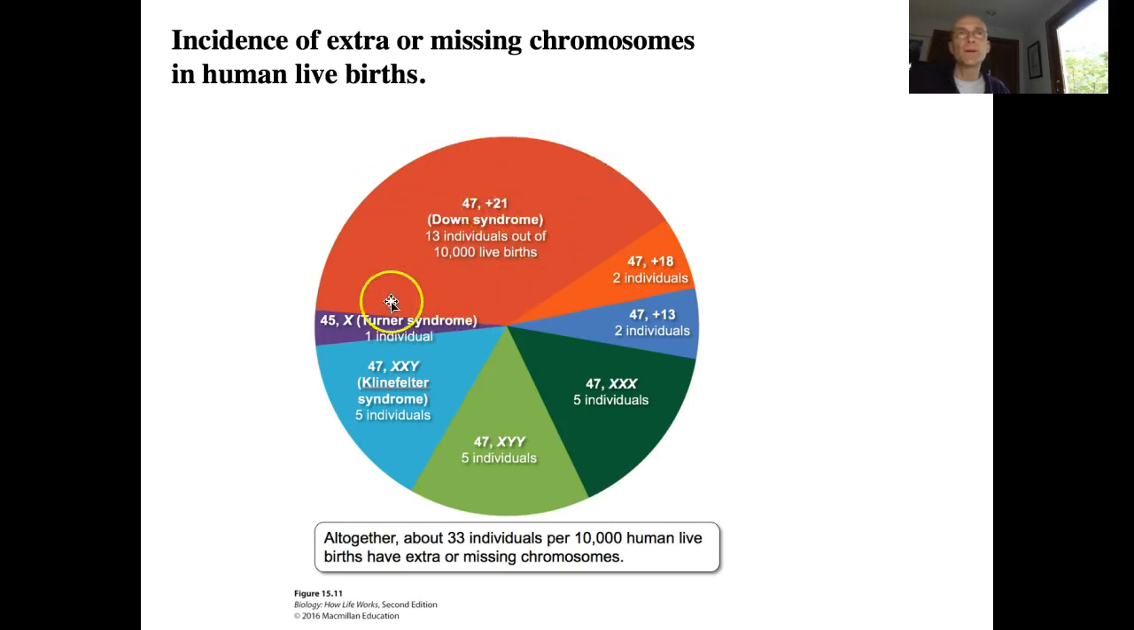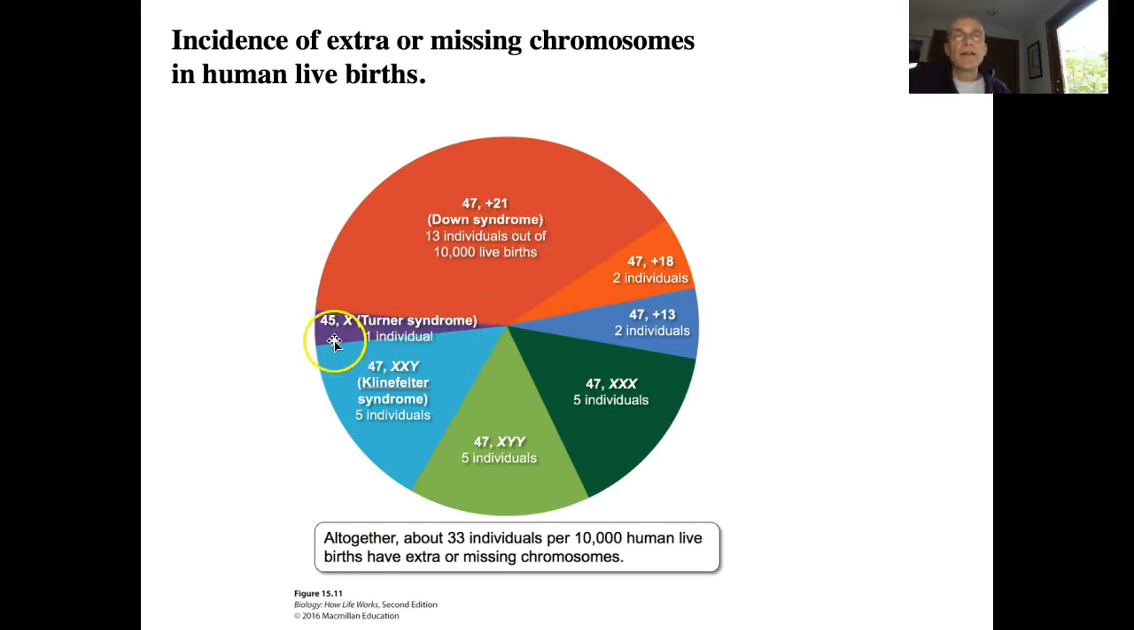That's what this pie chart shows here. So out of 10,000 human live births, there are about 33, statistically speaking, 33 births where the individual has either extra or missing chromosomes. And most of those, they have 47 chromosomes, and that means that in this case, they have an extra chromosome number 21. And that is also known as Down syndrome.